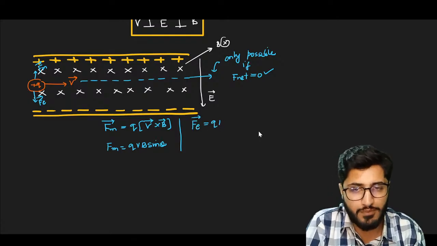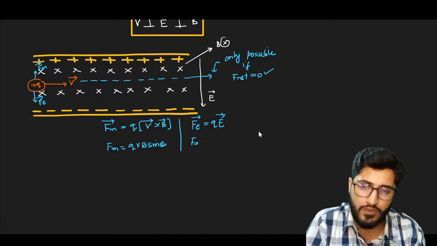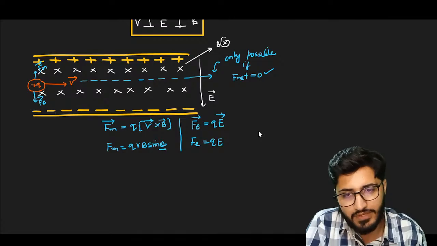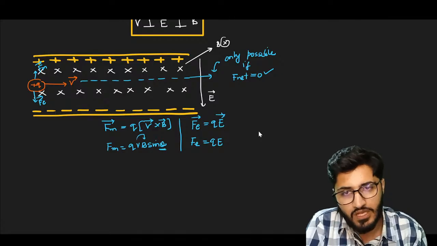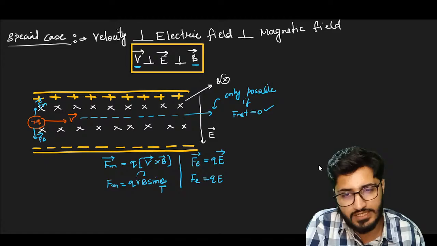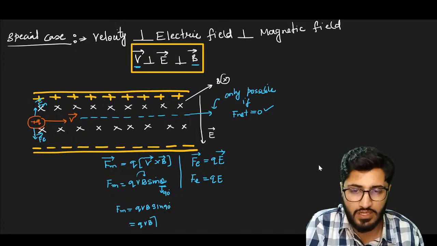Second one, what is Fe? Electric force, Q times E, or simply in magnitude terms, Q times E. What is theta here? Theta means the angle between V and B. You can see here that V and B are perpendicular to each other, so theta is 90 degrees. If theta is 90, Fm comes out to be QVB only, because sine 90 is 1. So the answer is QVB only.